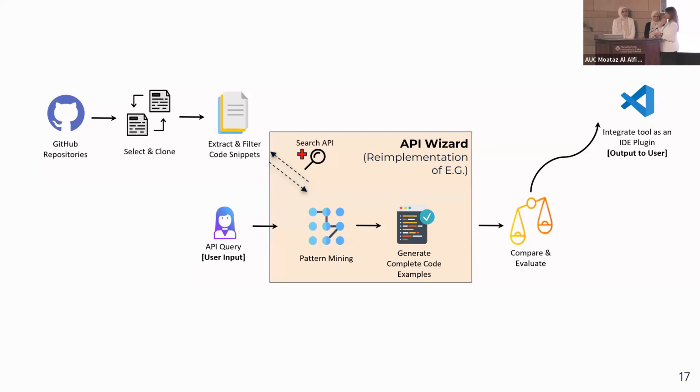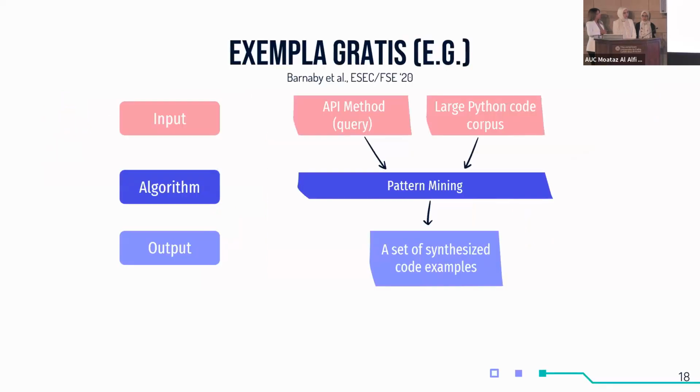Okay, so given a set of filtered code snippets that is filtered based on the user API query, we use pattern mining to find the most common usage patterns between the code snippets. Then we generate complete code examples to the user. So our tool, API Wizard, uses the same approach as EG. EG is an internal code assistance tool that takes 2 inputs, an API query method, and uses a large code corpus of Python code snippets. Then through pattern mining, it outputs a set of synthesized code examples.